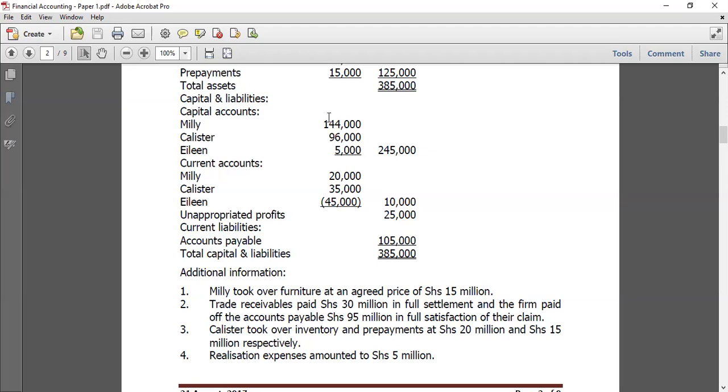But also, as you can see, trade receivables were paid 30 million in full settlement. So just a moment. So far what we have done, if you have any question, make sure that you're able to ask it before we proceed.